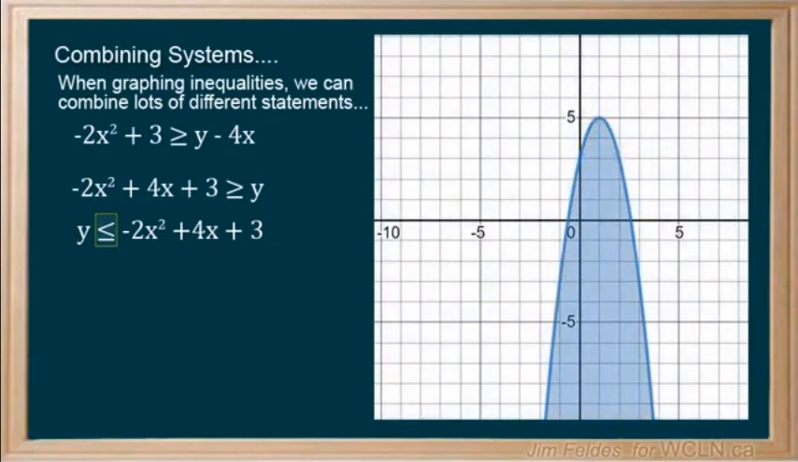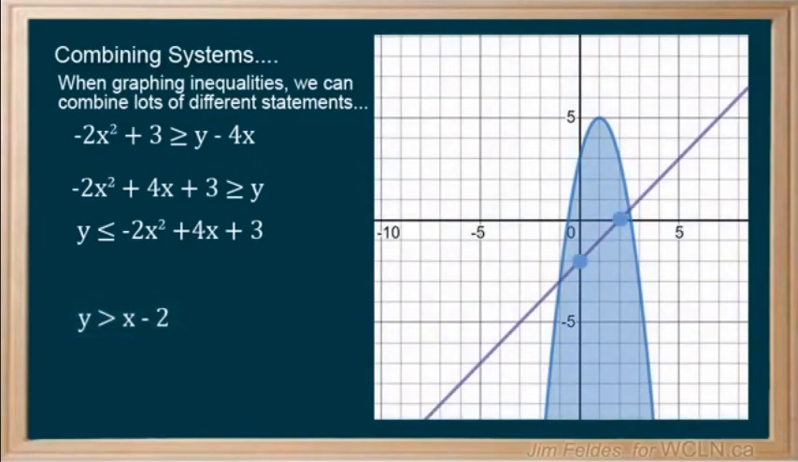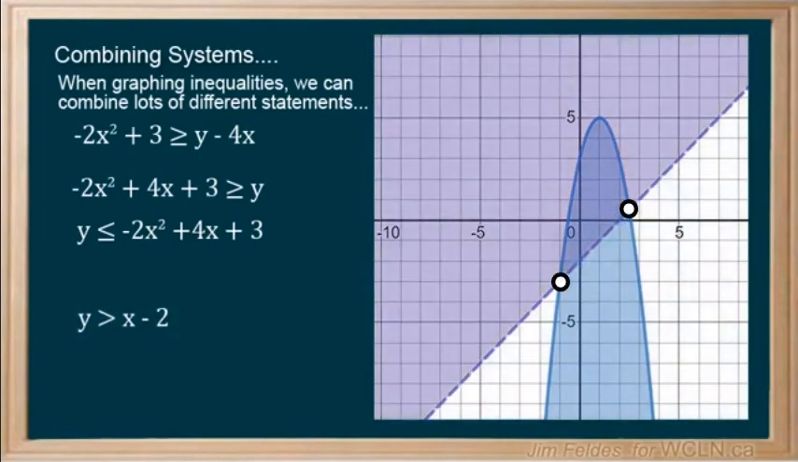We'll add the linear inequality y is greater than x minus 2. This can be drawn quickly using the intercepts 2, 0 and 0, -2. Greater than lets us know to use a dashed line and shade above. And we get our intersection of common values. As always, good to test a value like 0, 0 just to confirm.